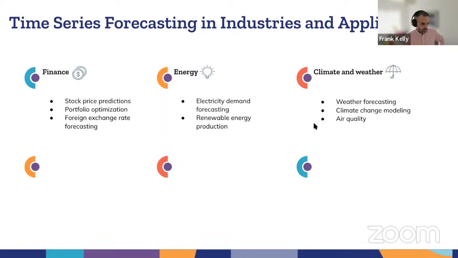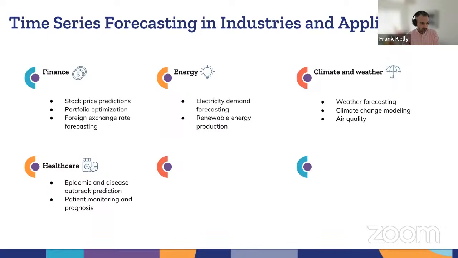Then you've got climate and weather. So weather forecasting, you've got temperature, pressure, humidity, and many other meteorological variables. They're used to make short-term and long-term weather predictions, which is crucial for agriculture, transport, emergency planning, and air quality management. Climate change modeling. By analyzing some historical climate change data, time series forecasting can help scientists develop models to predict future climate events, thereby informing policy decisions around climate and strategies.